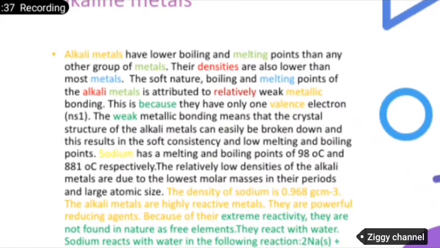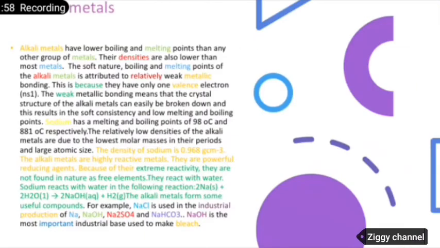Because of their extreme reactivity, they are not found in nature as free elements. They react with water. Sodium reacts with water in the following reaction: 2Na(s) + 2H2O(l) → 2NaOH(aq) + H2(g). The alkali metals form some useful compounds. For example, NaCl is used in the industrial production of NaOH, Na2SO4 and Na2CO3. NaOH is the most important industrial base used to make bleach.